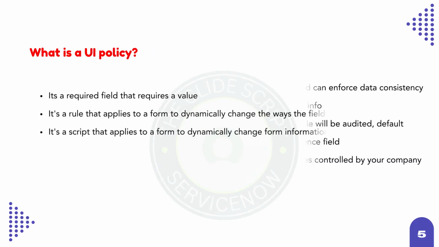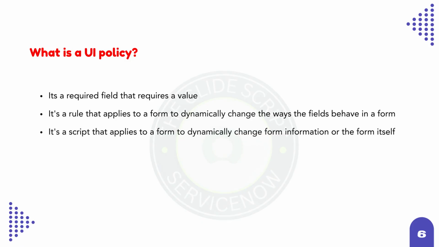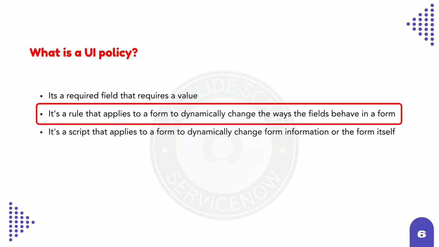Next question is, what is a UI policy? Only 3 options are given and option number 2 is the correct. It is a rule that applies to a form to dynamically change the way the fields behave in a form.